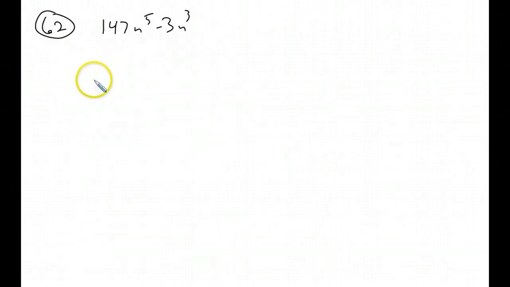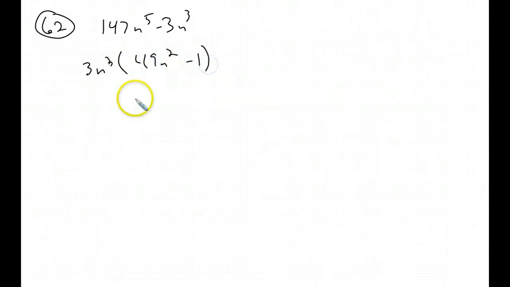62 is very similar to 61. You need to be able to factor out what you can first. 3 will go into 147. We'll be left with 49 times. So I'm going to factor out 3, with n to the fifth and n cubed. Their common terms are n cubed. Make that a 3. So I'll be left with 49n squared minus 1.